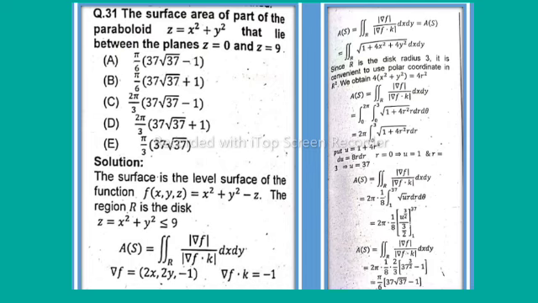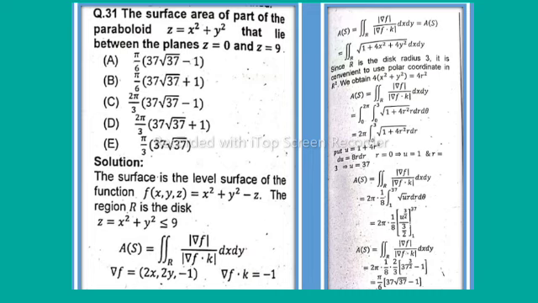In this lecture, I will solve an NTS past paper, Senior Science Teacher math question. Find the surface area of the part of the paraboloid z equals x squared plus y squared that lies between the planes z equals 0 and z equals 9.